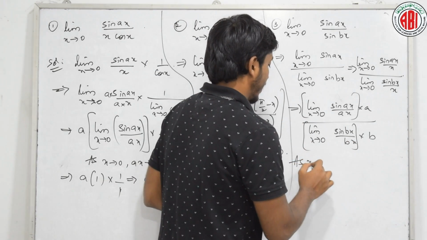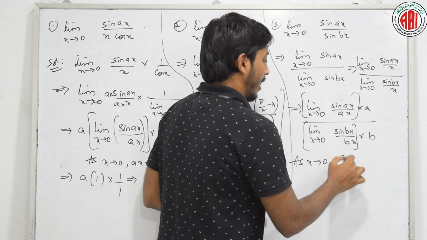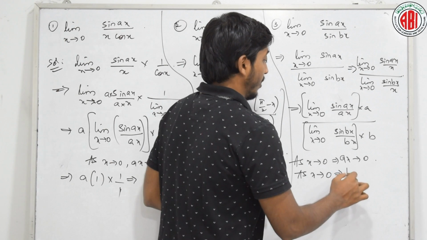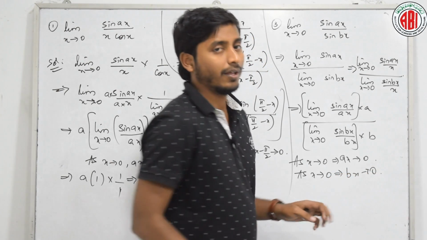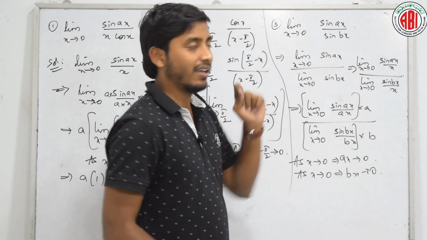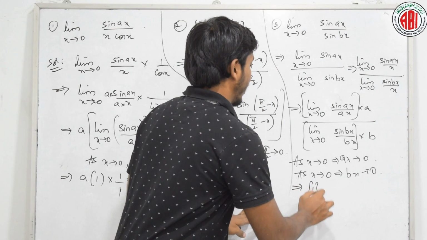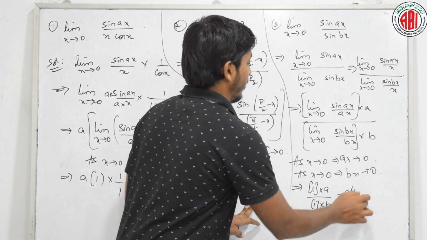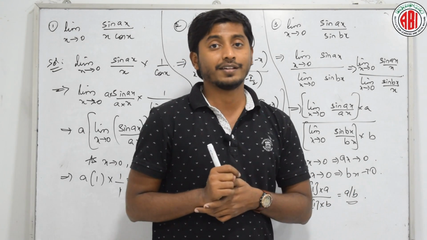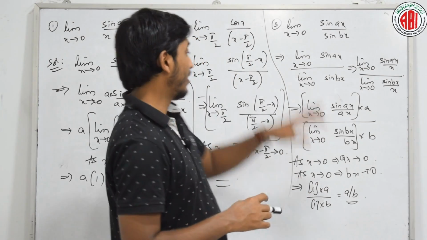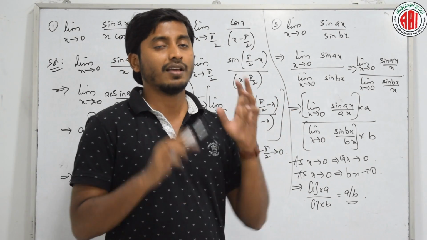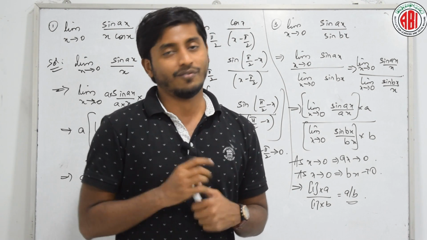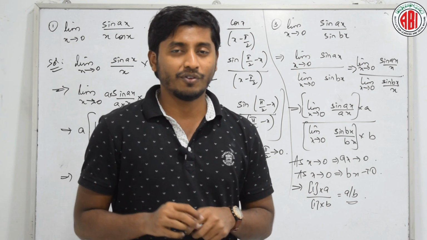Now tell me, as x tends to 0, ax also tends to 0. As x tends to 0, bx also tends to 0. Then what is this value? This value will be 1. Therefore, 1 into a divided by 1 into b, that is equal to a by b. Is it right? Is it not easy? Fine. The only thing we have to remember in this problem is that limit x tends to 0 sin x by x is 1 and limit x tends to 0 cos x is also 1. Clear? Shall we do a few more problems?